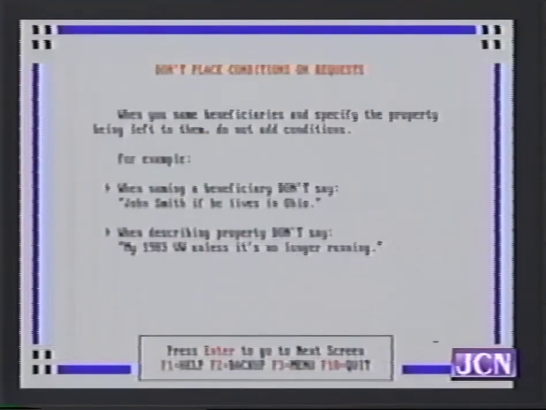When you go away and you can't take it with you, or at least you can try, there's some information there. You can also, when you name beneficiaries and specify the property being left to them, you can't add conditions, such as, I'm giving the money to my wife only if she wears black for the rest of her life. That wouldn't pass, and unfortunately, that screws up a bunch of movie plots that I was thinking of. So let's go on from there.